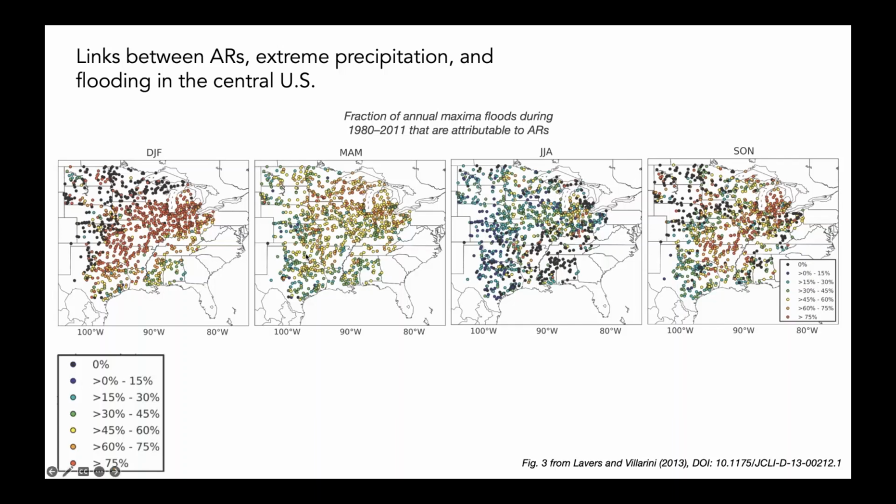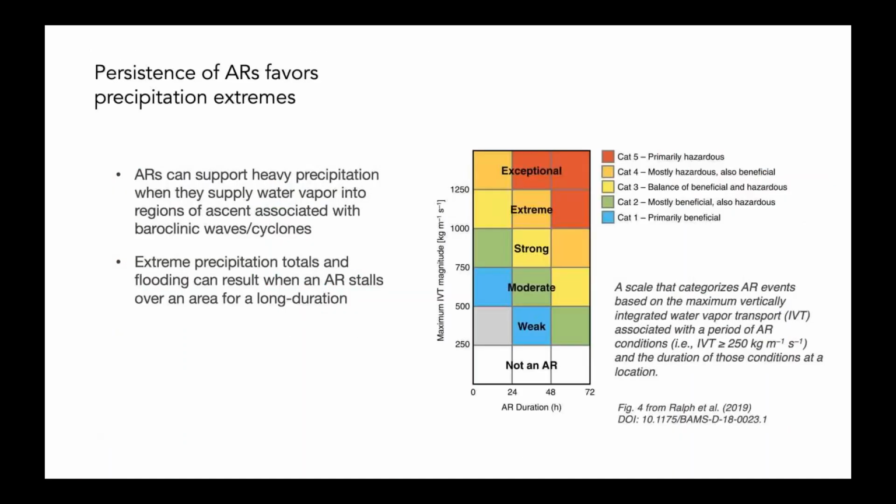So consistent with the results we saw before, large fractions, and in many cases a majority, of the annual maximum floods co-occurred with atmospheric rivers, especially in the cool season. You can see the largest fractions are found in DJF in their results. So in general, ARs can support heavy precipitation when they supply water vapor to a region of ascent. That's a fairly basic concept, but extreme precipitation totals and flooding tend to result when ARs stall over an area for a long duration.